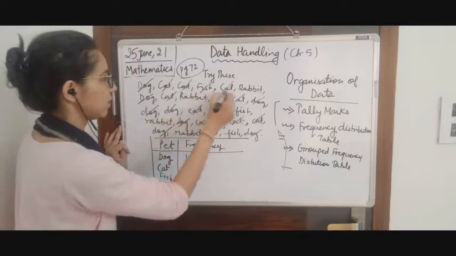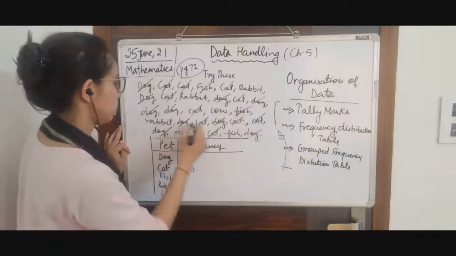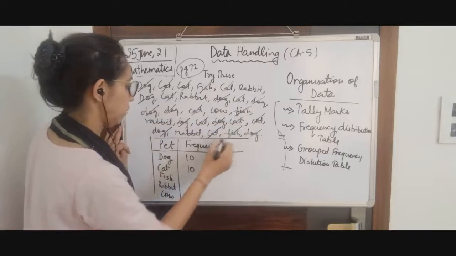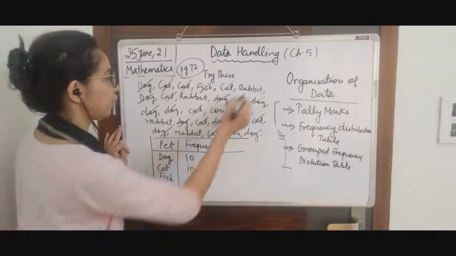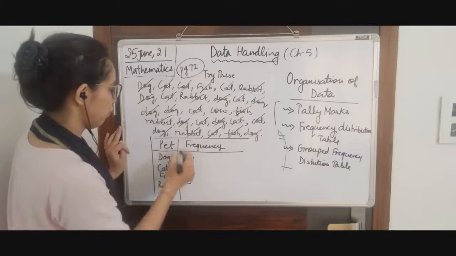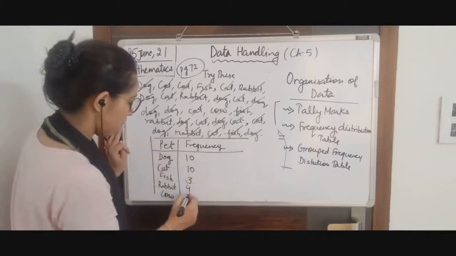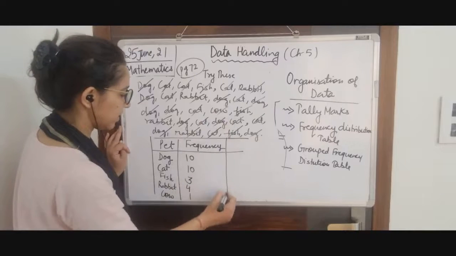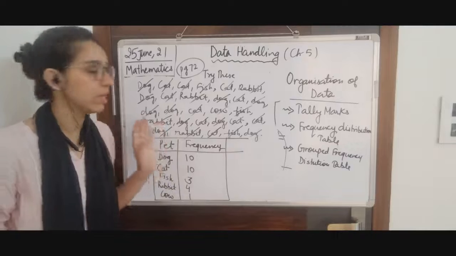Then fish. 1, 2, 3. 3 people prefer fish as a pet. And then we have rabbit. 1, 2, 3, 4. 4 people prefer rabbit as a pet, and we have cow as one. So this is our frequency distribution table.